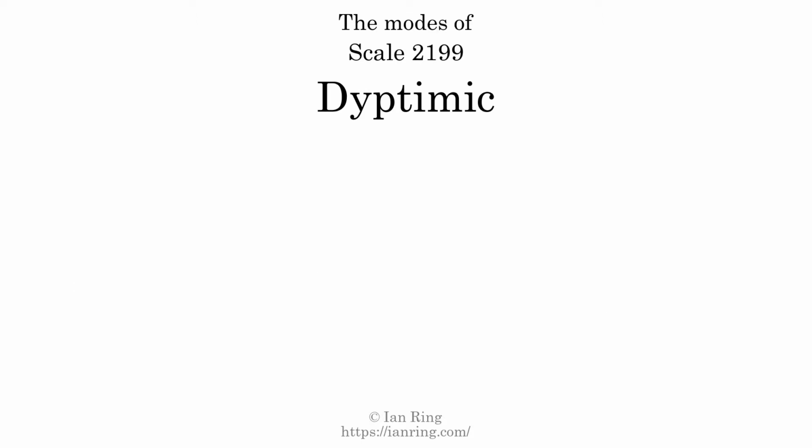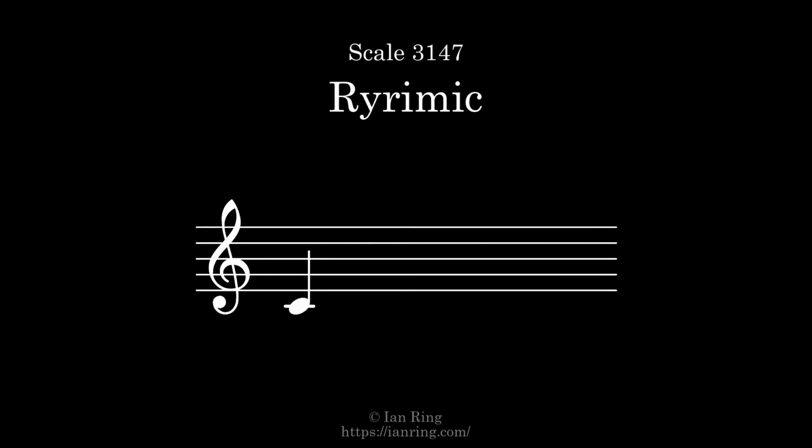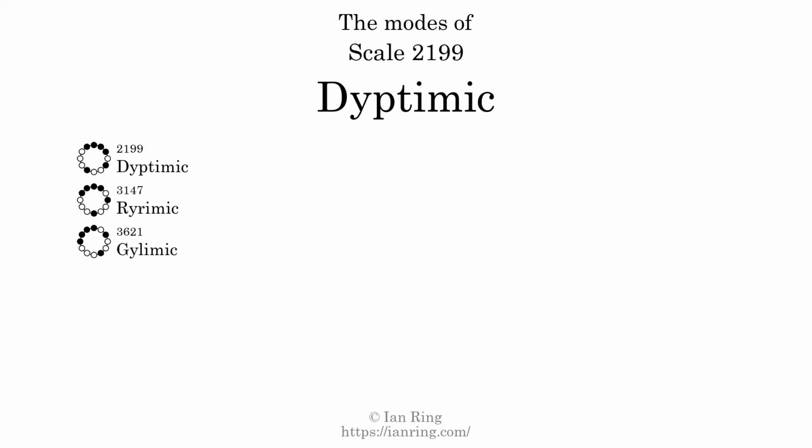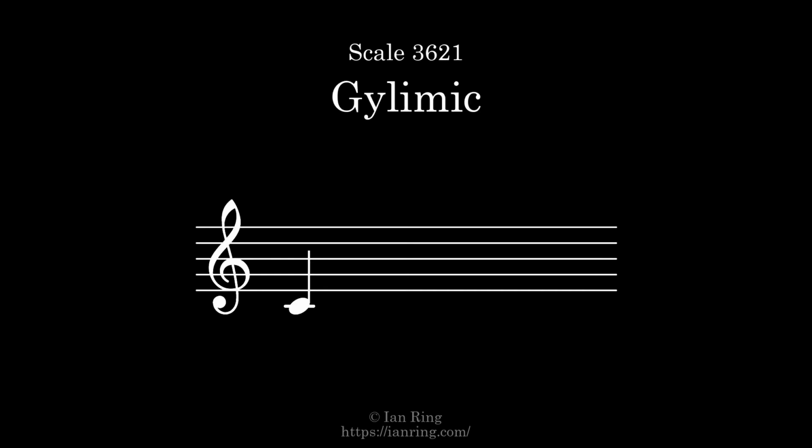This scale has 6 modes. The first mode is itself. The second mode is scale 3147, also known as rhythmic. It sounds like this. The third mode is scale 3621, also known as Dyptimic. It sounds like this.